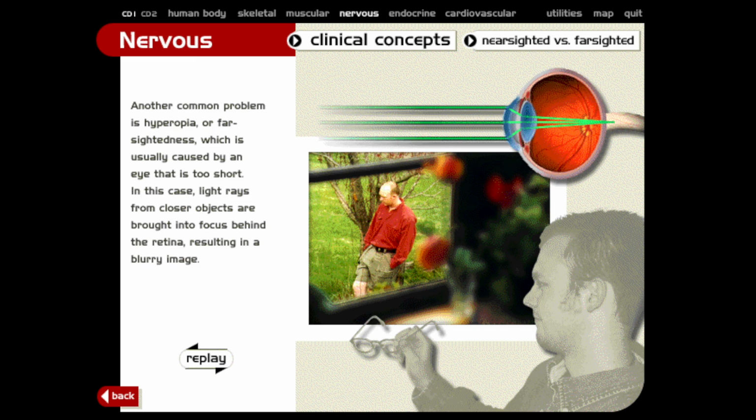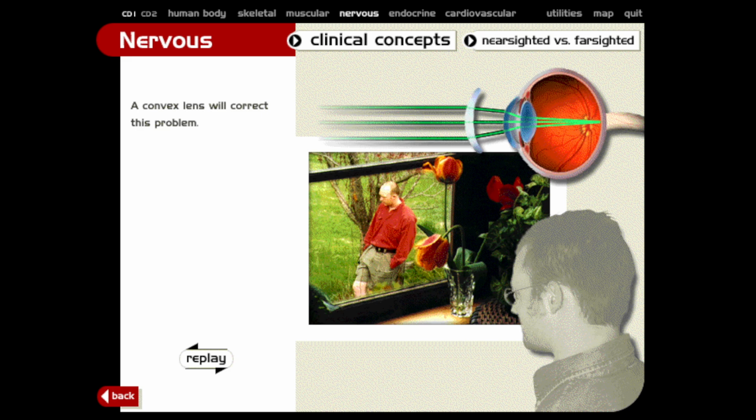Another common problem is hyperopia, or farsightedness, which is usually caused by an eye that is too short. In this case, light rays from closer objects are brought into focus behind the retina, resulting in a blurry image. A convex lens will correct this problem.